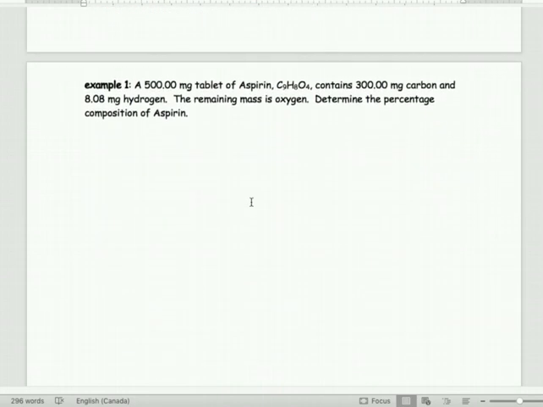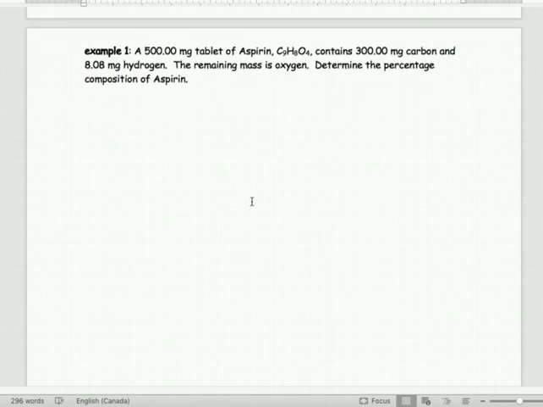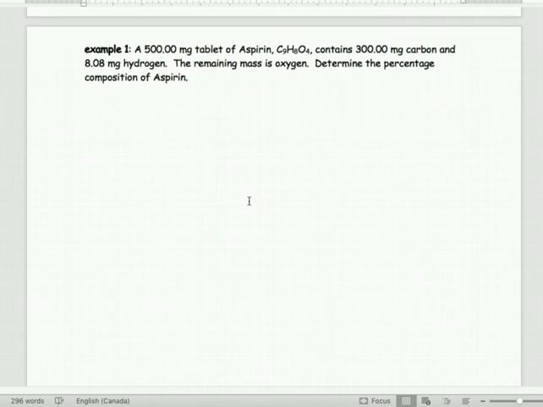All right, so here's the first one. We have some aspirin here, and it's a 500 milligram tablet. So we have this one tablet of medicine, and we did an analysis in the machine, and we found that there's 300 milligrams of carbon, 8.08 milligrams of hydrogen. The rest of the mass is oxygen. So from there, can you determine the percent composition of aspirin?